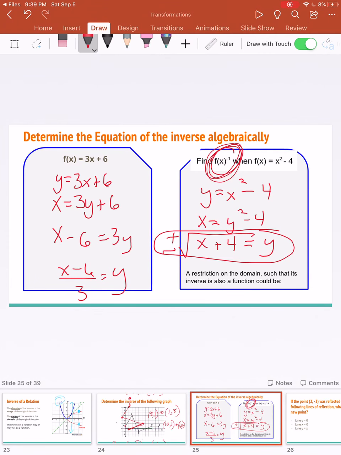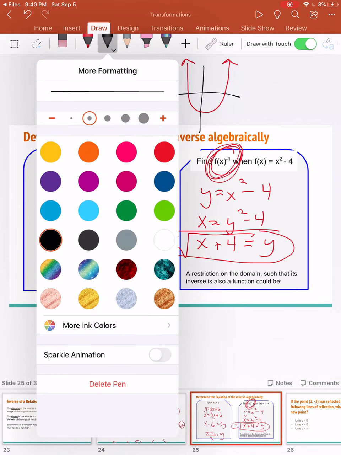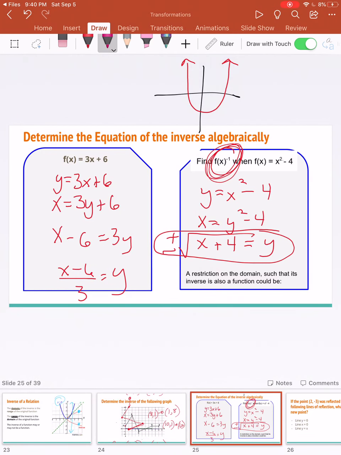Okay, so if you were to graph the original graph of x squared minus 4, you would end up with a graph that looks like this. So this is a function, but the inverse would not be a function. The reason I know that is because this graph, if I were to draw a horizontal line, it would fail the horizontal line test. Okay, meaning that this graph would have y values that repeat.